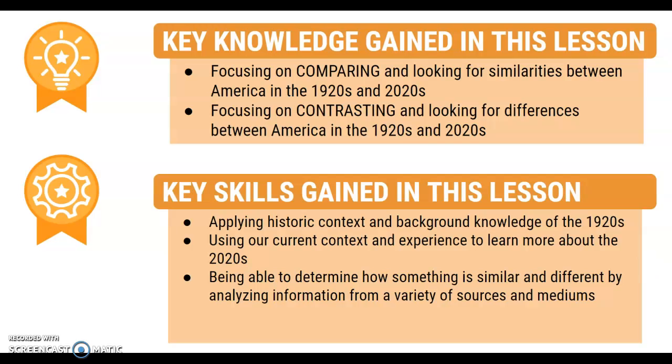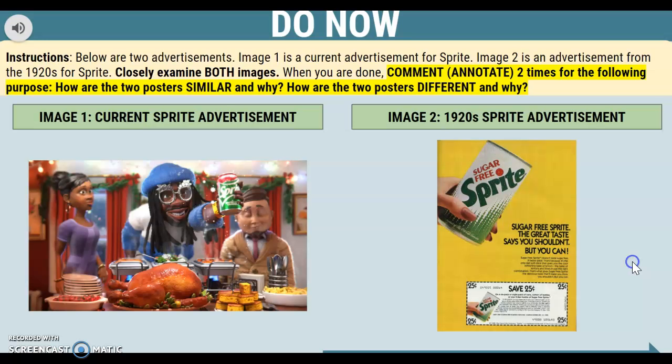Our key knowledge gained in this lesson is focusing on comparing and looking for similarities between America in the 1920s and 2020s, and focusing on contrasting or looking for differences between America in the 1920s and 2020s. Some of our key skills gained in this lesson include applying historic context and background knowledge of the 1920s, using our current context and experience to learn more about the 2020s, and being able to determine how something is similar and different by analyzing information from a variety of source mediums.